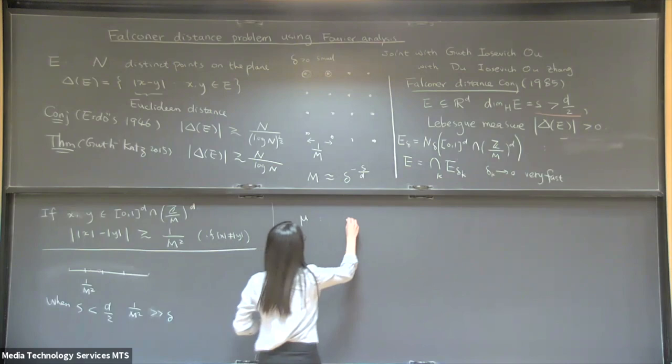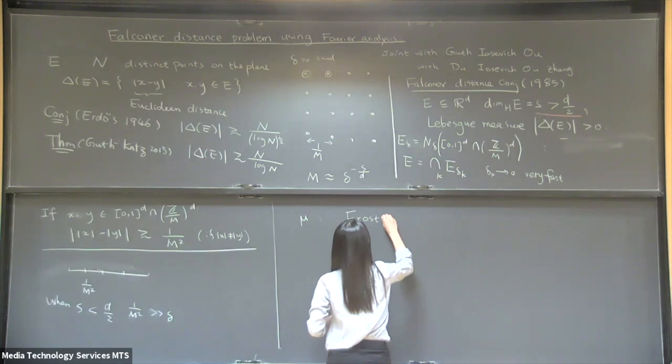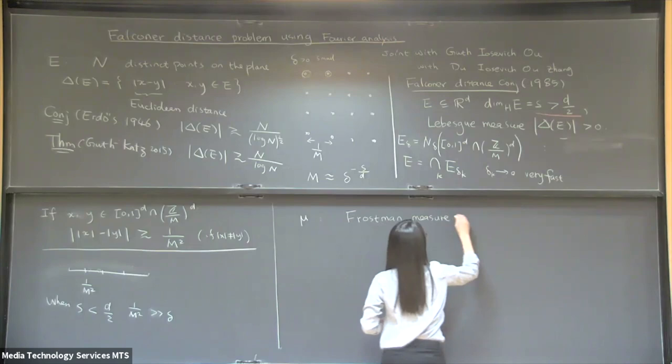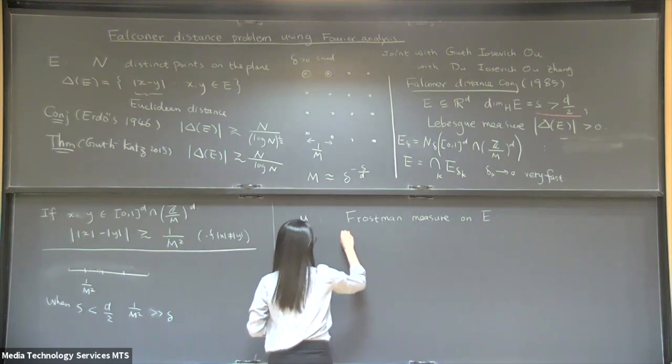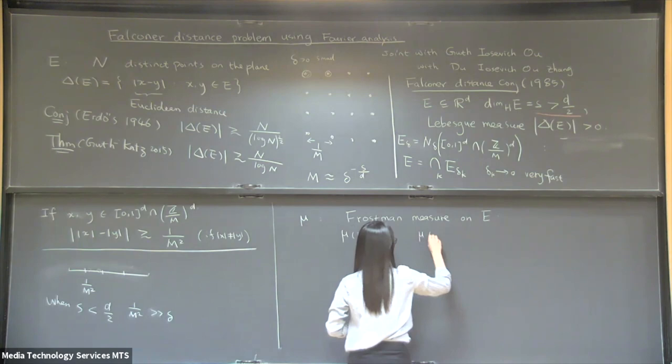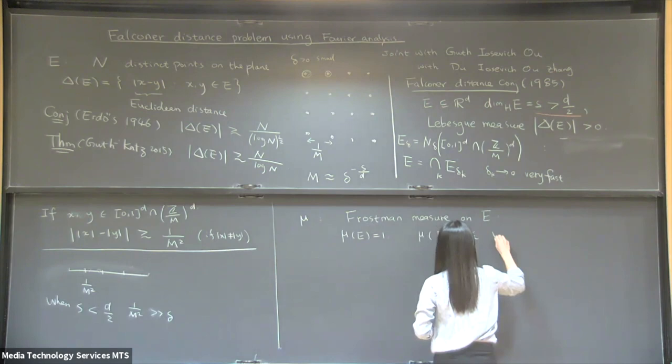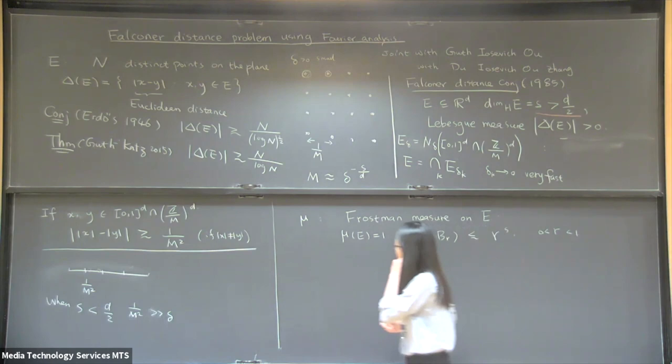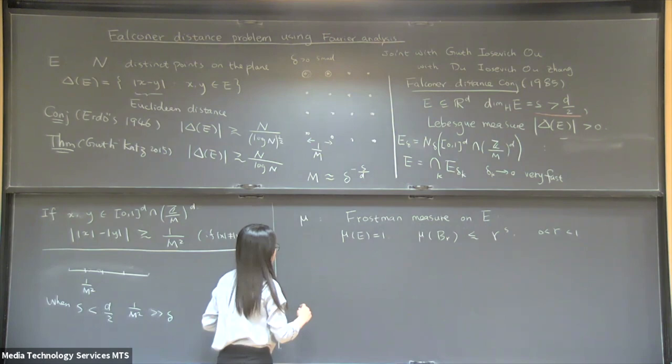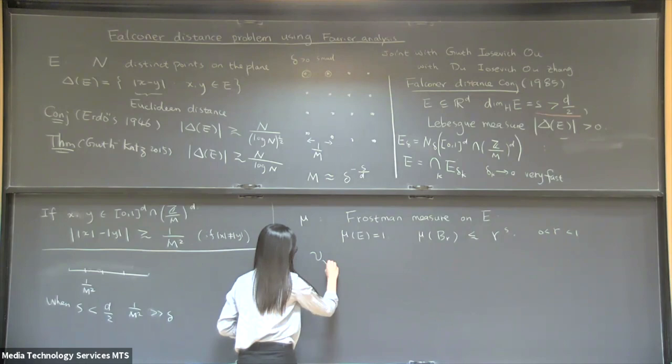So let mu be the first measure of set E, satisfying mu(E) equals 1, and also mu of any ball of radius R is smaller than R to the S, where R is between 0 and 1. And we can define a measure mu_x,t.